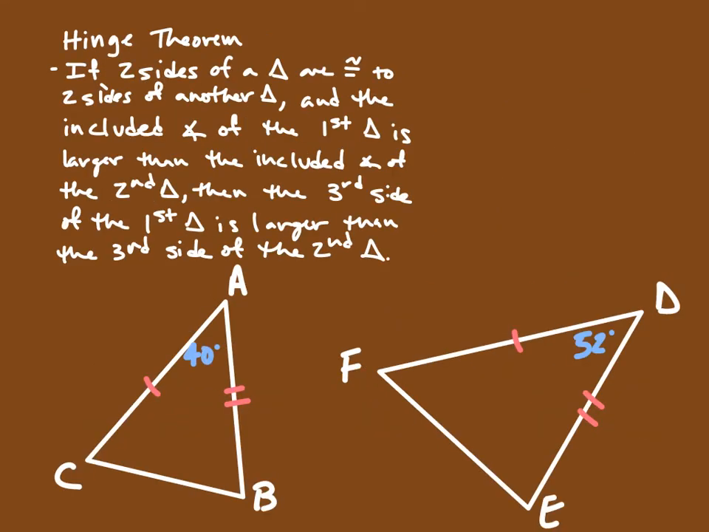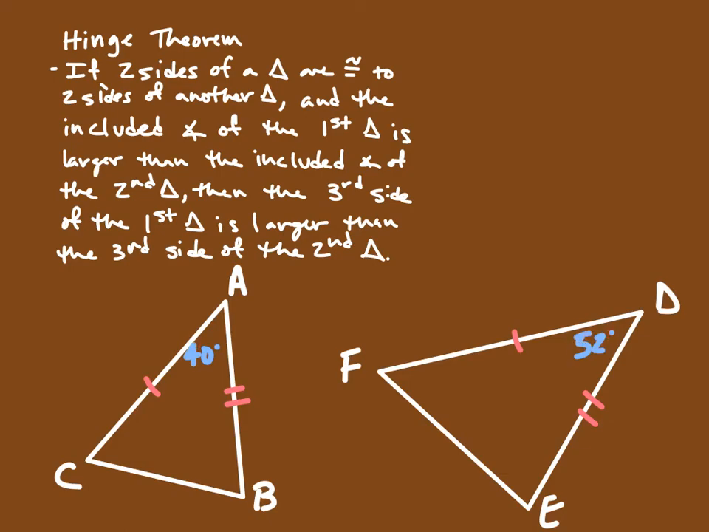Okay, so if I have these two triangles, let's look at what this says. If two sides of a triangle are congruent to two sides of another triangle, that's these symbols here. AC is congruent to FD, and AB is congruent to DE. So these two pairs of sides are congruent from one triangle to the next. The included angle between these two sides here is 40 degrees. And then this one, it's 52 degrees.